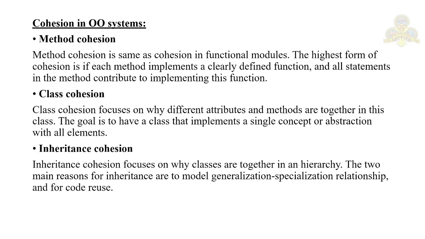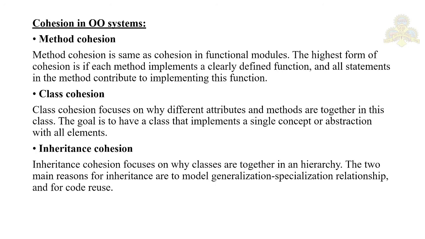The last one is inheritance cohesion. This focuses on why the classes are in a hierarchy. The two main reasons for inheritance are to model a generalization-specialization relationship and for code reuse. We consider the cohesion high if the hierarchy supports generalization-specialization of some concept. We consider it lower if the hierarchy is primarily for sharing of code with a weak conceptual relationship between the superclass and the subclass.